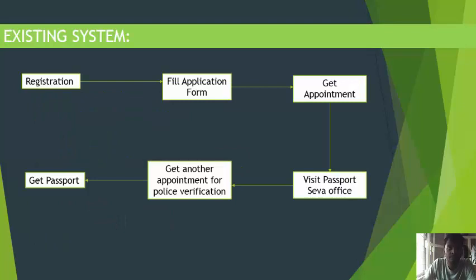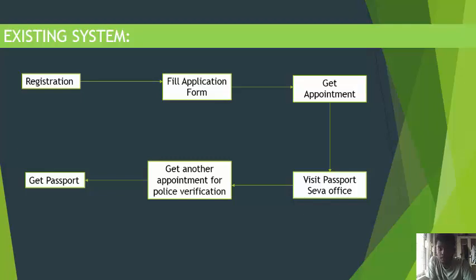For the existing system, there is first-time registration to get an application form. First you have to register yourself in the portal, then you have to fill the application form. The system will generate an appointment date. On that particular date you have to visit the Passport Seva office. There you have to submit all your related documents and verify yourself. Then if these steps work properly, another appointment date will be given to you and police verification will be done, and if everything is fine, then the passport will be generated.